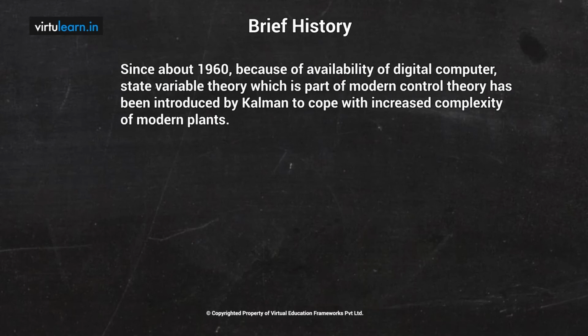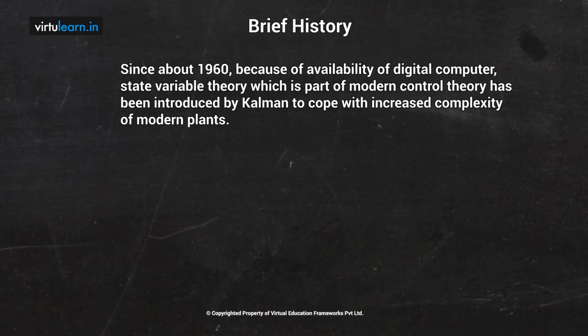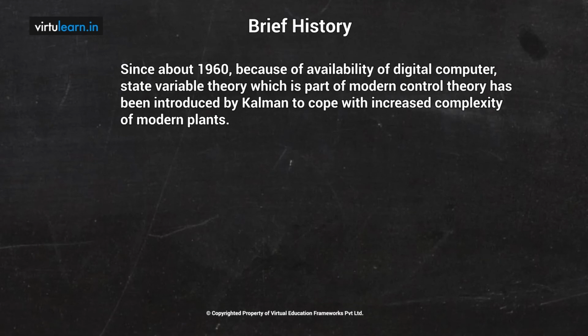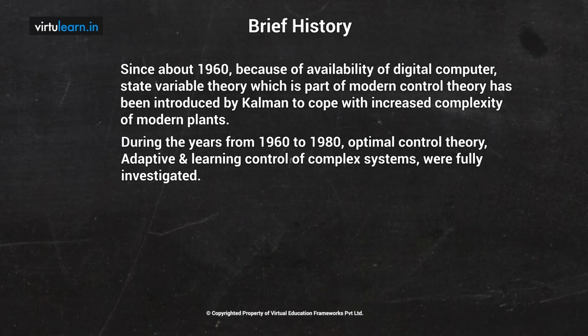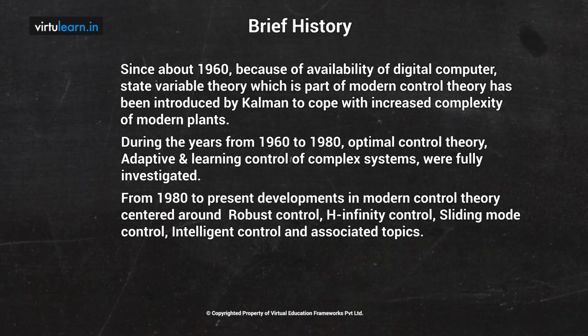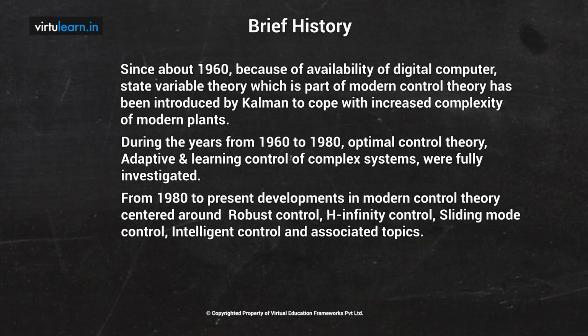Since about 1960, because of the availability of digital computers, state variable theory, which is a part of modern control theory, has been introduced by Kalman to cope with the increased complexity of modern plants. During the years from 1960 to 1980, advanced control concepts arrived, like optimal control theory, adaptive control theory, and learning control of complex systems, which were fully investigated. And from 1980 onwards, till date, we have developments in modern control theory centered around robust control, H-infinity control, sliding mode control, and also some intelligent controls and associated topics.